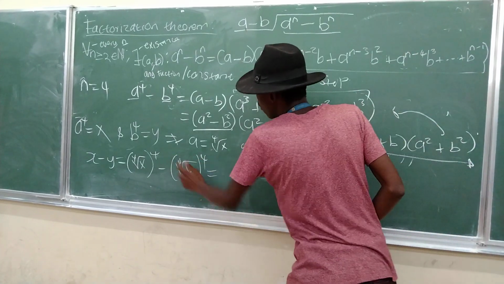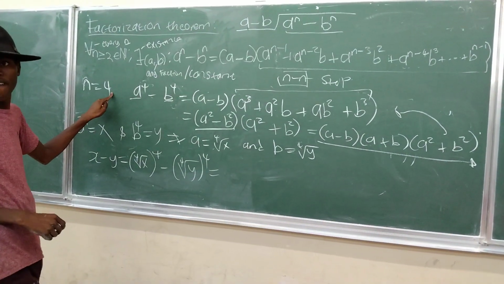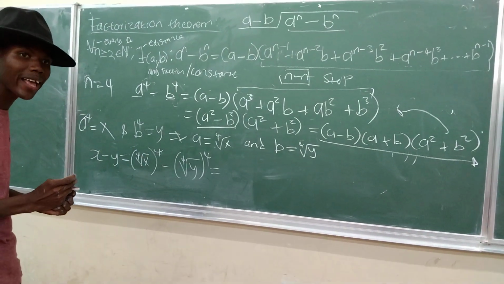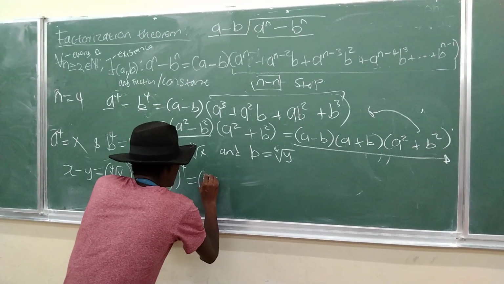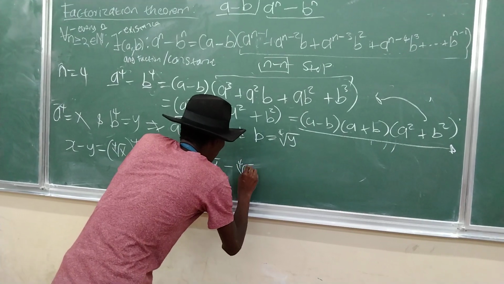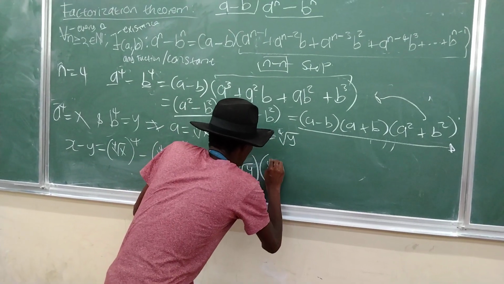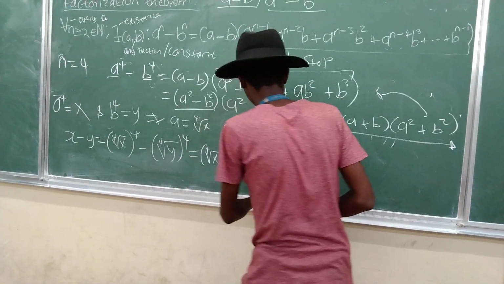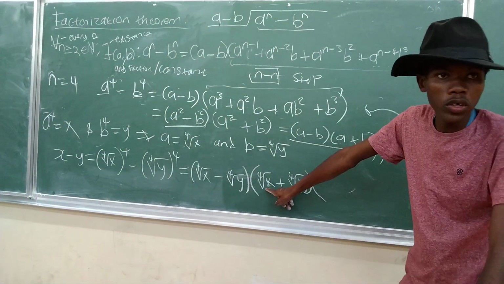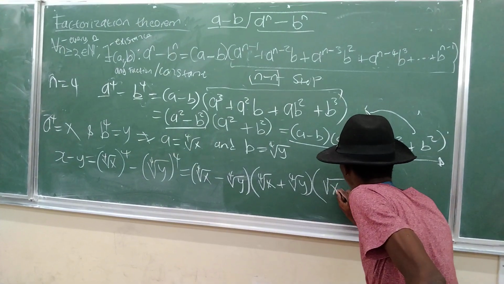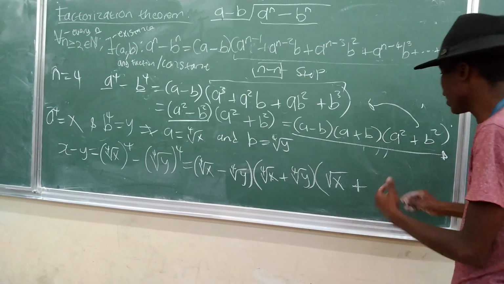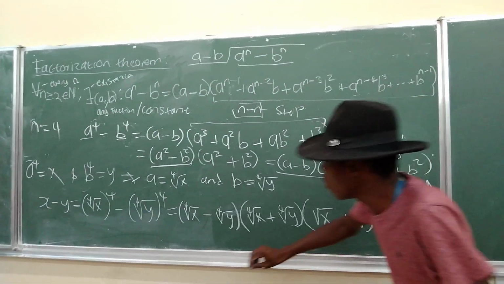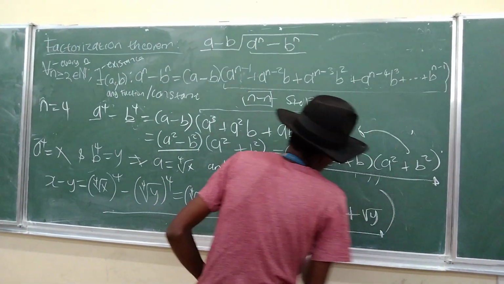It also follows for n equals 4. Now our new a is the fourth root of x and our new b is the fourth root of y. So this is the fourth root of x minus the fourth root of y, then we have the fourth root of x plus the fourth root of y. Then a squared is the fourth root of x squared, which is just the square root of x, plus b squared, the fourth root of y squared, which is just the square root of y. So we can represent this in the fourth degree.